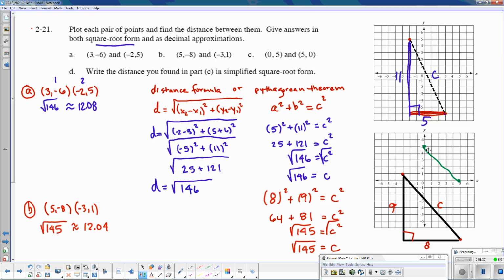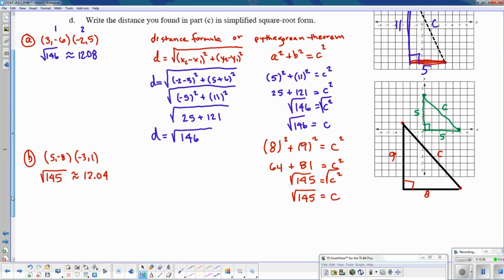So we're trying to find the distance between them. With this one, use the Pythagorean theorem or the distance formula, it's up to you. We know this distance is 5, we know that this distance is 5. So we kind of have an isosceles right triangle. So we're going to have 5 squared plus 5 squared should give us our C squared, or whatever C is going to be.